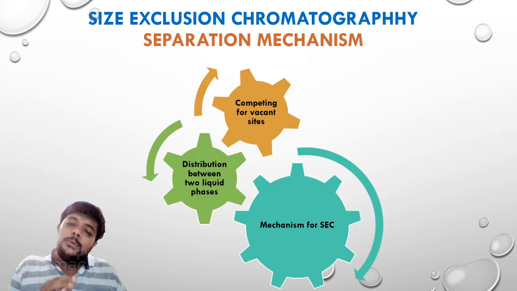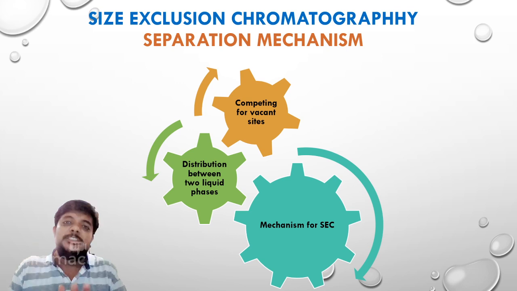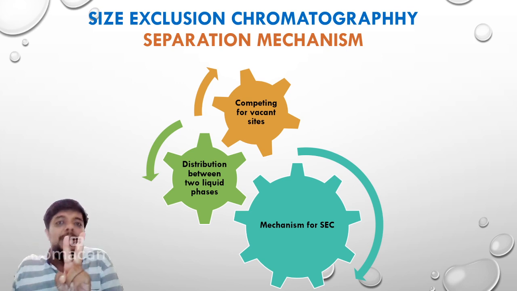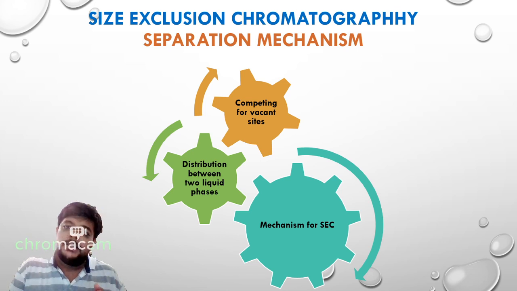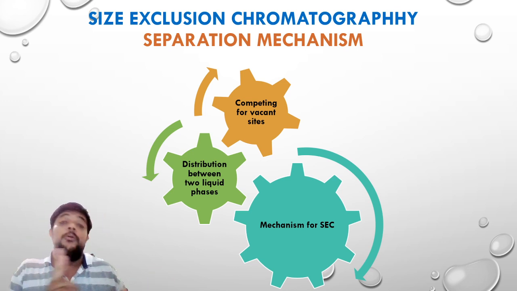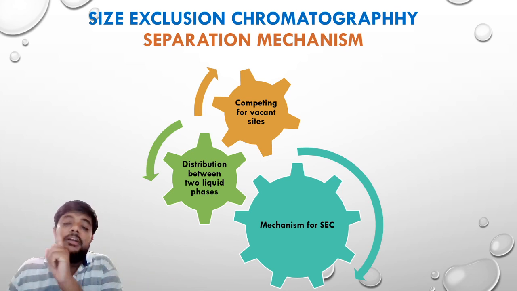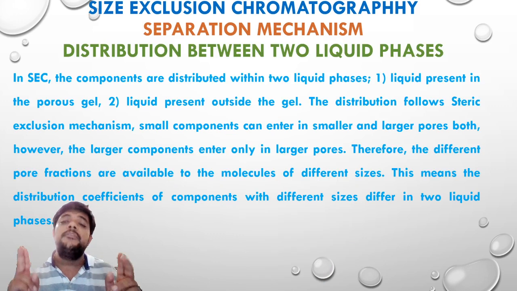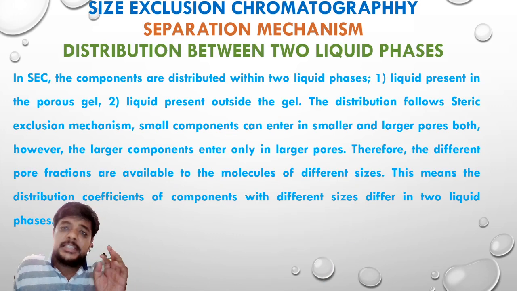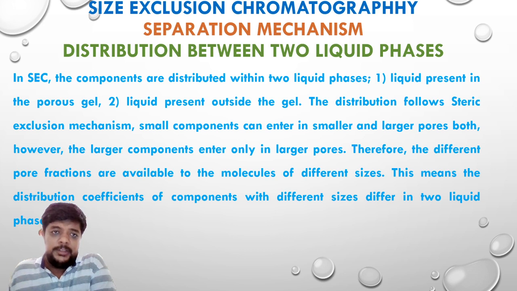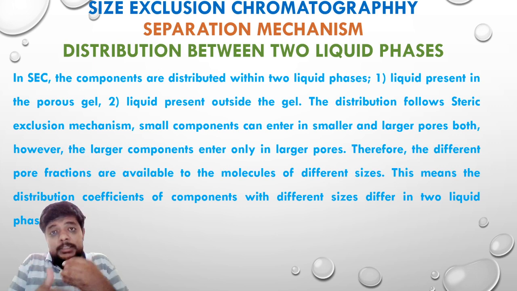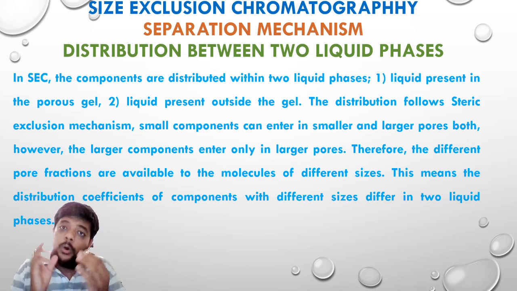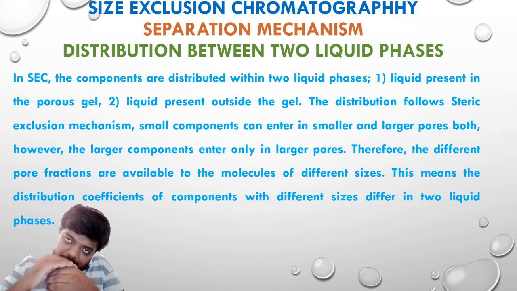Size exclusion chromatography has a very important aspect of separation mechanism. There are two methods. Method 1, distribution between two liquid phases, and method 2, competing for vacant sites. Let us start with method 1, distribution between two liquid phases. In size exclusion chromatography, the components are distributed between two liquids: one, the liquid present inside the pore or gel, and the other, the liquid present outside.